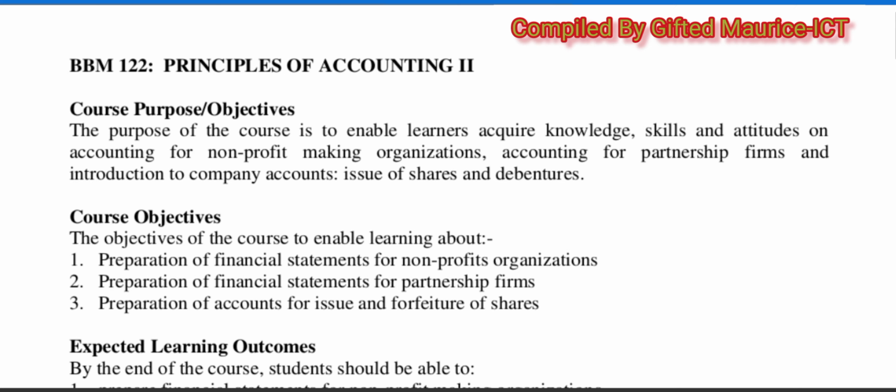In today's class, we will be looking at the introduction to our course, that is BBM 122, and the title of the course is Principles of Accounting 2. In today's class, I want us to look at the course outline and look at what is expected of us for the entire course. The title of the course is Principles of Accounting 2, and the code is BBM 122.